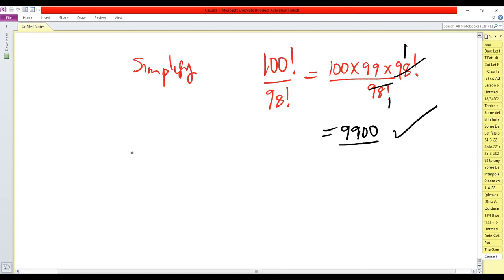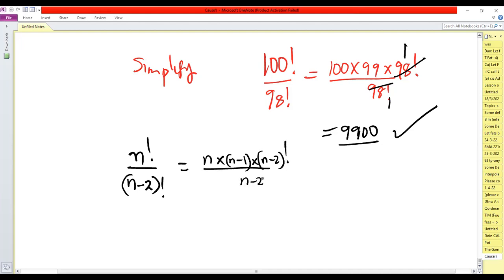Or if you're asked to simplify n factorial over n minus 2 factorial, you simply write it as n times n minus 1 times n minus 2 factorial, divided by n minus 2 factorial. This and this cancel out, and you have n times n minus 1, which is n squared minus n. That's why knowing how to write higher factorials in terms of lower factorials can be very useful to help you simplify some problems.